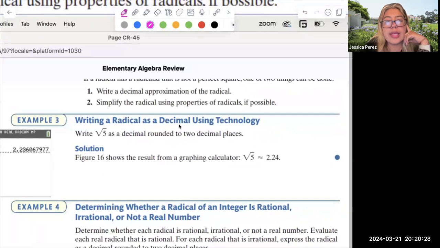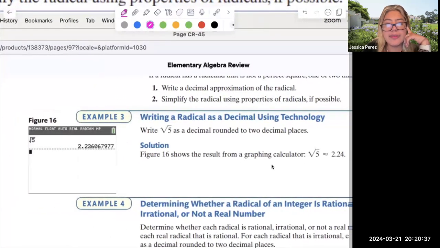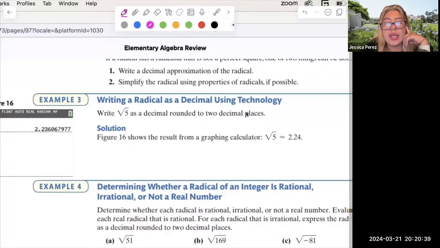Writing a radical as a decimal. So this is an irrational number. But if I put the square root of 5 in the calculator, it's going to be roughly 2.24. I'm rounding it. So on your homework, they might ask you to evaluate square roots that are not perfect. Then you just have to use your calculator or simplify. Any questions on example 3? We're good on example 3?